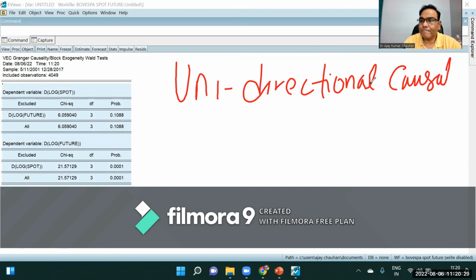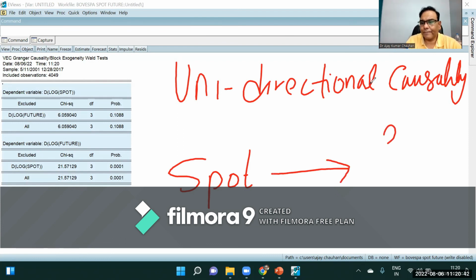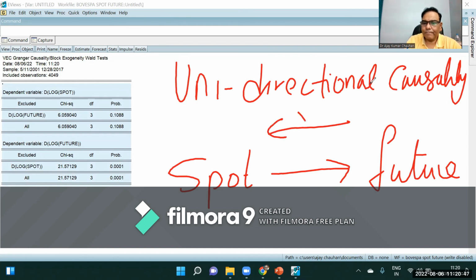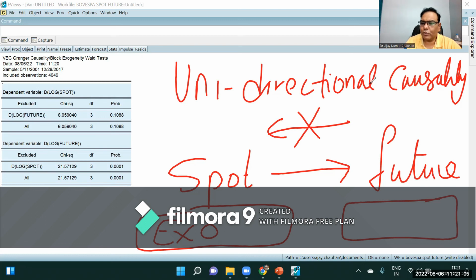Here the direction of the causality is spot to future. However, it is not future to spot. So the causality is in the direction of spot to future. If any change comes in spot, future will respond to it. So spot is said to be exogenous, independent, and future is said to be endogenous, dependent.